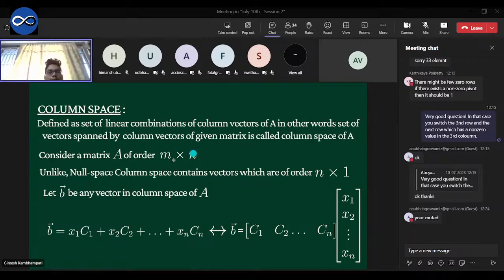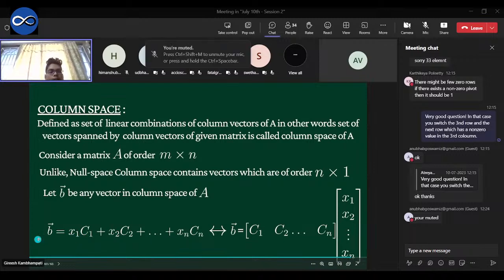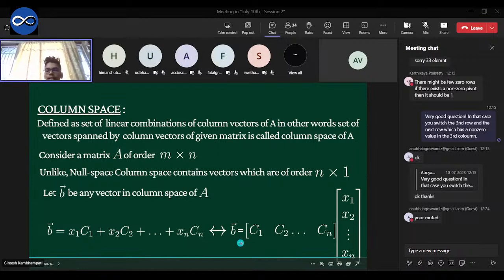Now linear combination means B bar equals some x1 into C1 plus x2 into C2 plus, and this way we can write. So B bar is in the column space of A if it is a linear combination of the columns of A, which are C1, C2, C3, and so on, Cn. So B bar equals x1 into C1 plus x2 into C2, and so on, xn into Cn, where x1 is some constant. This is equivalent to saying that the matrix containing these columns C1 to Cn is A, because we considered the columns of A to be C1, C2, C3, and so on, Cn.